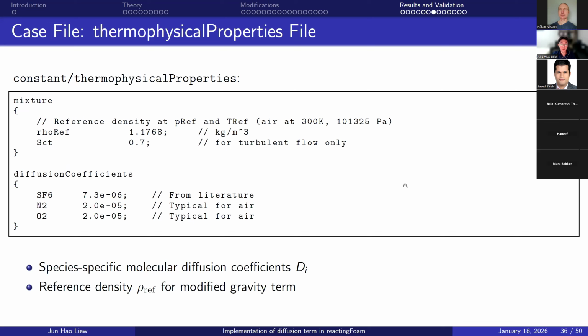And then in our thermophysicalProperties file, we need to specify the subdictionary mixture, and then we specify all this: rhoRef, the turbulence Schmidt number. This is only for turbulent flow, because in laminar flow this will be 0. And then the other subdictionary will be diffusion coefficients. We specify for each species here.